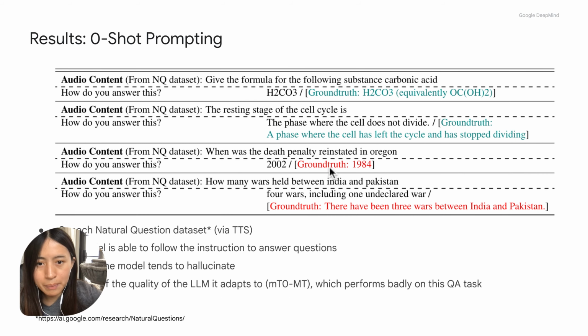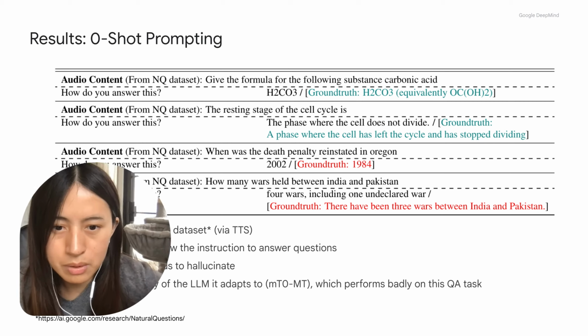And here are some natural question tasks. So we use the TTS to synthesize the natural question dataset and then ask the model to do the answering. For example, if the audio is given the formula of the following substance, carbonic acid, the model is able to answer this. And the model can also answer the phase where the cell does not divide, so those different questions. But we also saw there are some mistakes made by the model.